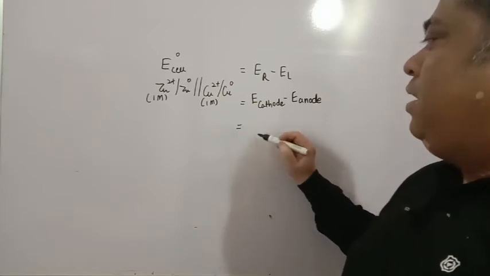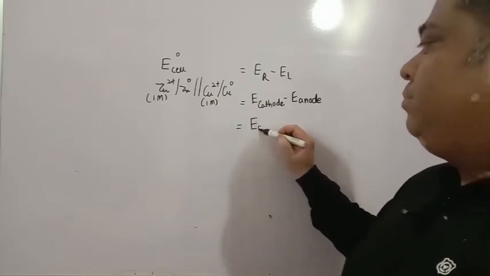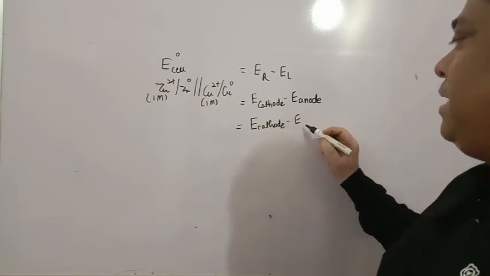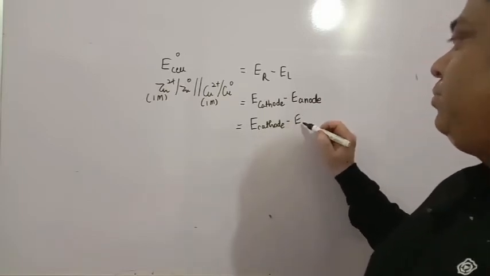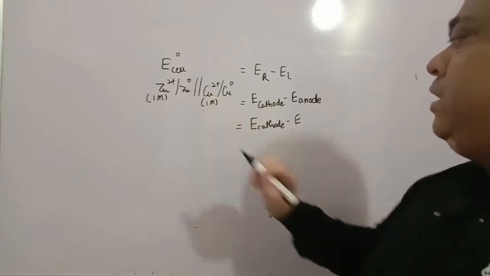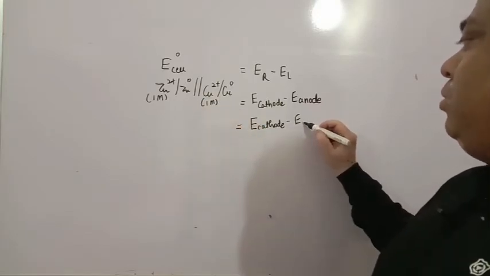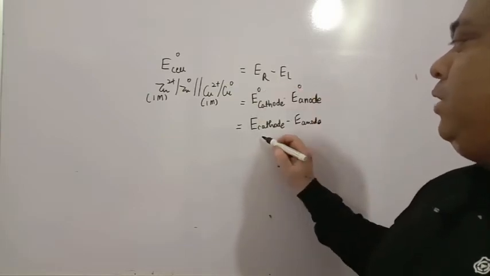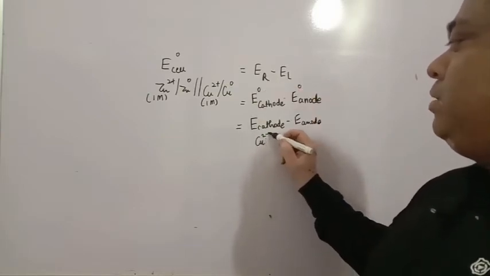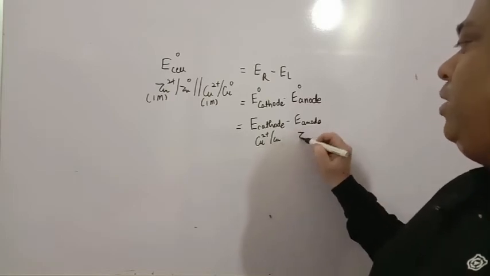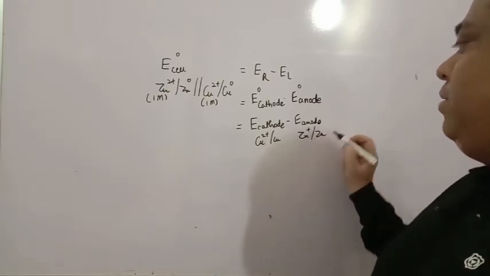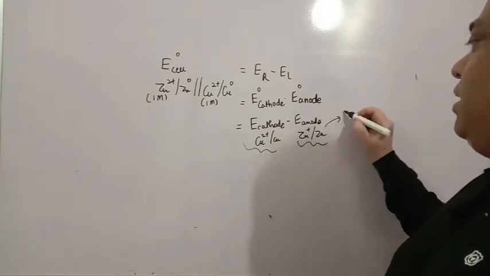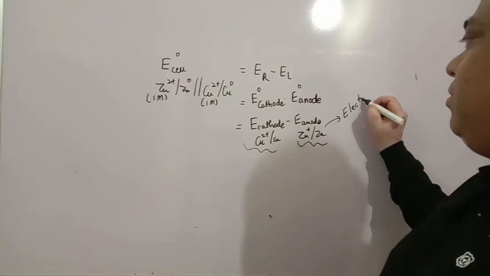By convention, anode is always taken to be the standard hydrogen electrode, but here the anode is zinc sulfate. So this is the standard anode, in which the cathode is Cu2+ becoming Cu and the anode is Zn2+ becoming Zn. Now the value of this we find from a table called the electrochemical series.